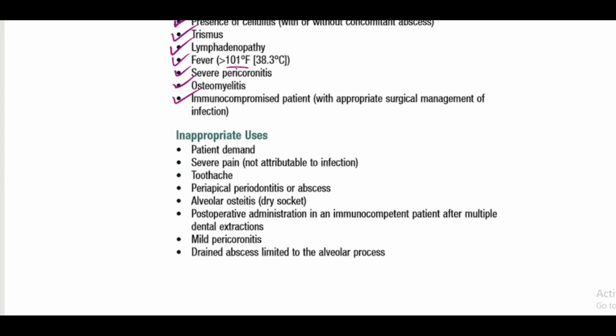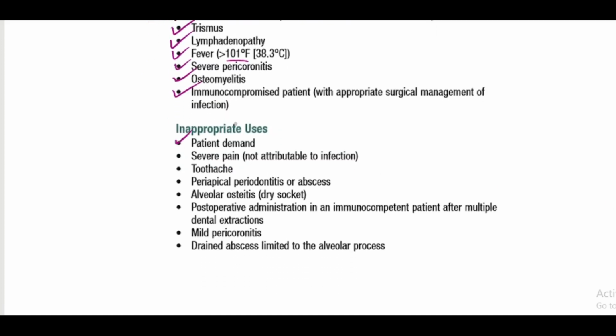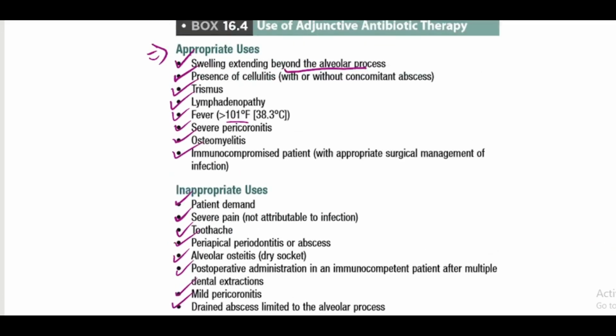And let's see inappropriate use of antibiotics. Patient demands that give me antibiotics. Severe pain, toothache, periapical periodontitis or abscess, alveolar osteitis, dry socket, post-operative administration in an immunocompetent patient after multiple dental extractions. In this case also you should not use antibiotic. Mild pericoronitis, not too much, or drained abscesses limited to the alveolar process. Remember that. But if it extends beyond the alveolar process, then you can use the antibiotic. So this was the sixth principle.